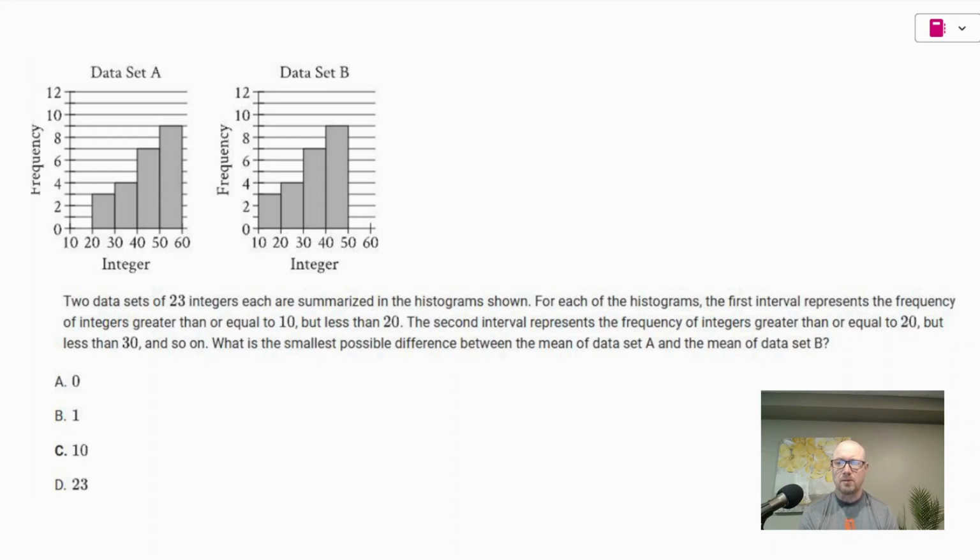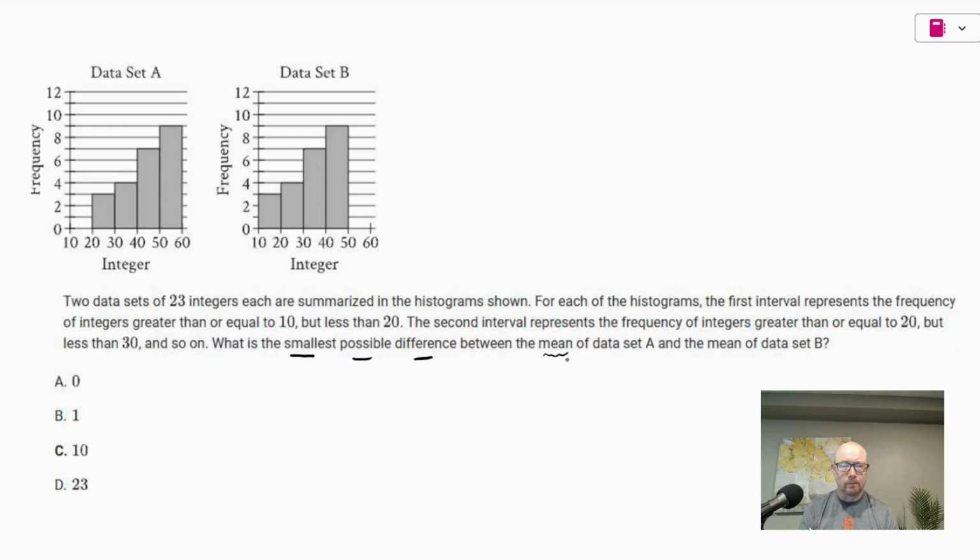For each of the histograms, the first interval represents the frequency of integers greater than or equal to 10, but less than 20. The second interval represents the frequency of integers greater than or equal to 20, but less than 30, and so on. What is the smallest possible difference between the mean of dataset A and the mean of dataset B? Okay, so first keywords here is smallest possible difference between the mean.